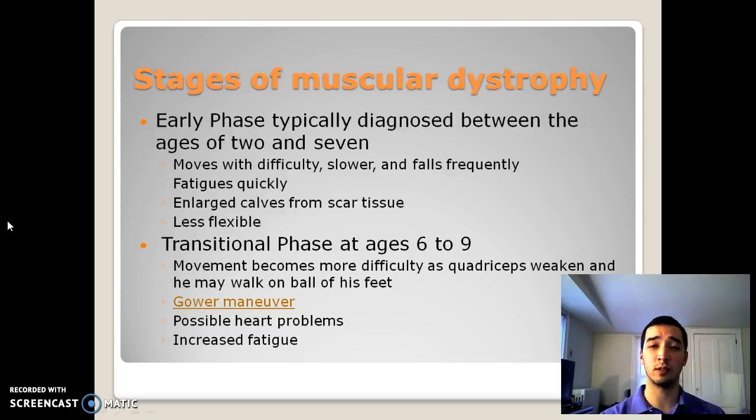In the transitional phase, at ages 6 to 9, movement becomes more difficult as the quadriceps weaken, and he may also start walking on the balls of his feet. The Gowers maneuver is also common, and we're going to take a look real quick at what the Gowers maneuver is.